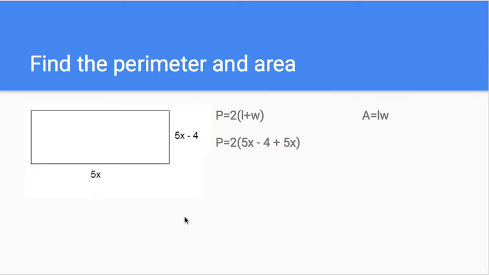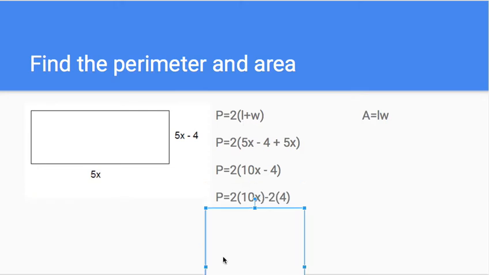So next I'm going to just replace my values. So 2 times the quantity 5x minus 4 plus 5x. Now I'm going to combine the 5x's. Now I didn't rewrite it with them together, but I could have. I just went ahead and did 5x plus 5x and then the minus 4. I still haven't done anything with the 2. I'm about to though. So 2 times 10x minus, that minus sign carries down, 2 times 4. 2 times 10x is 20x minus 2 times 4 is 8. So the perimeter is equal to 20x minus 8.